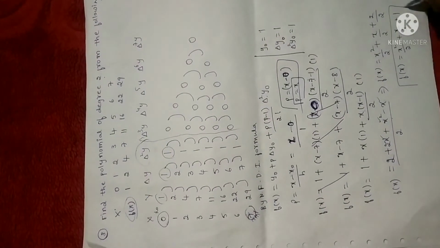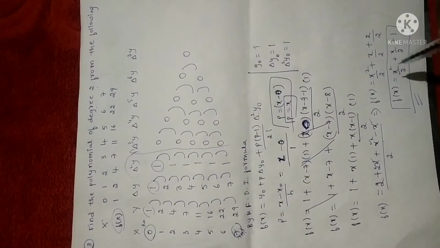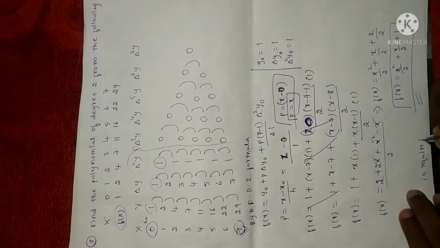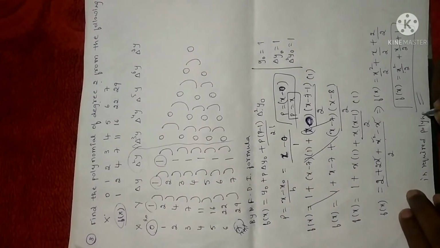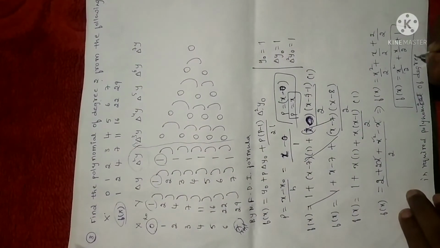So this is the required polynomial, and further it is of degree 2. Why? Because the highest power is 2. So it is a polynomial of degree 2 is the required polynomial.